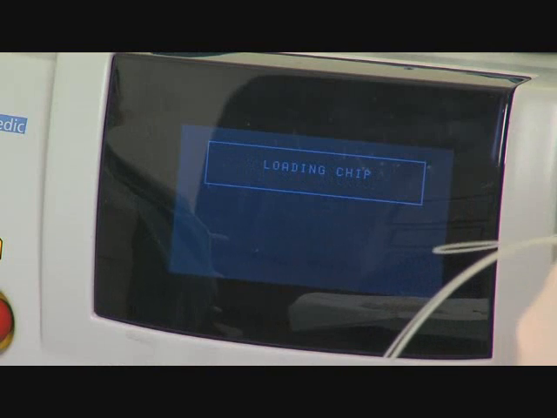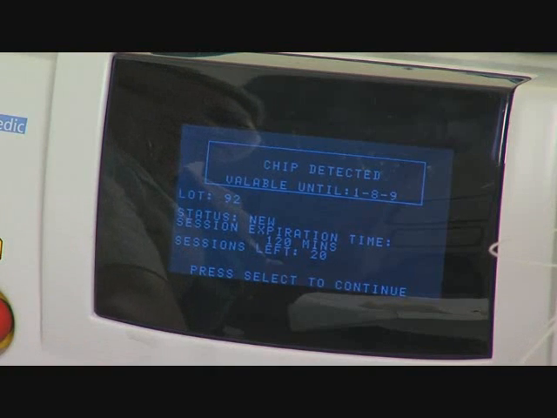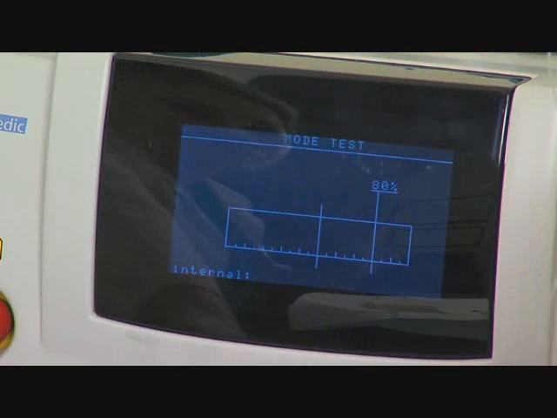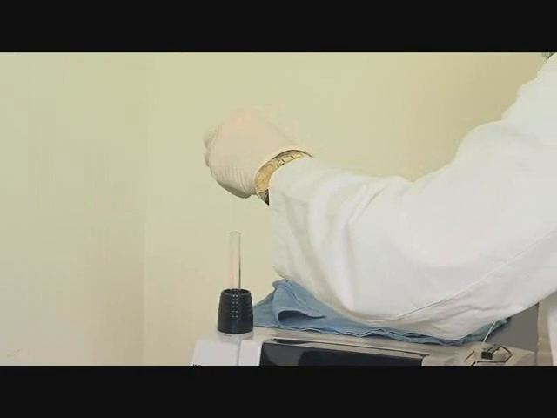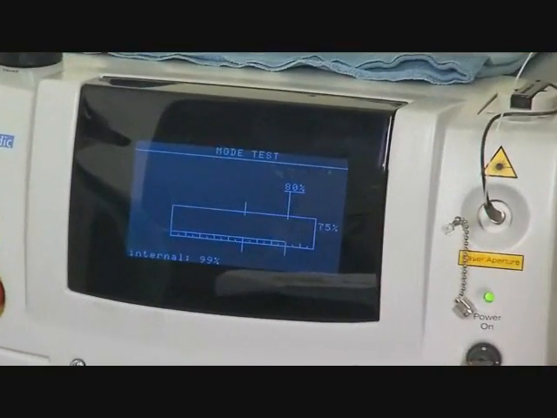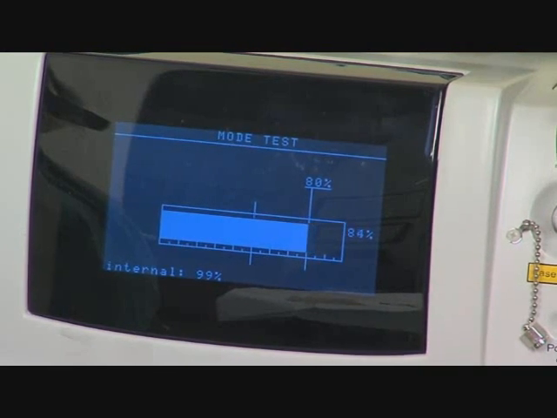Fiber connected, loading chip. Press select to continue. So we're going to do our fiber test. Press the ready button. Make sure we have goggles on. The fiber test is performed by placing the fiber in the tube to the bottom of the tube. The laser's fired. Fiber demonstrates an 85% power range, which is well within the range that's desired.